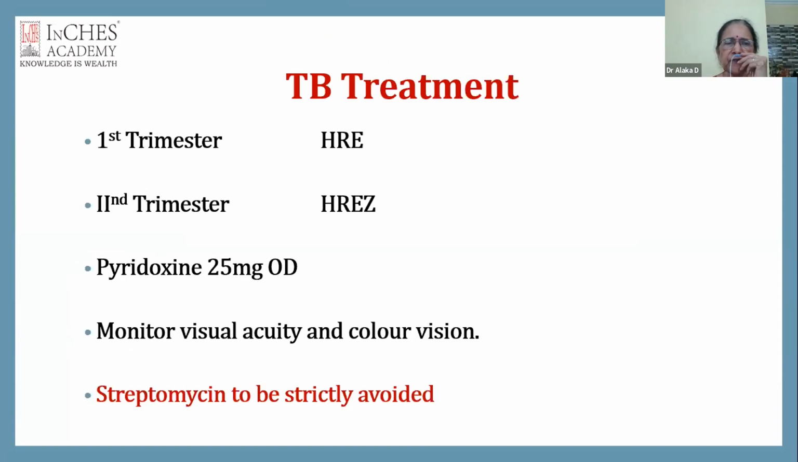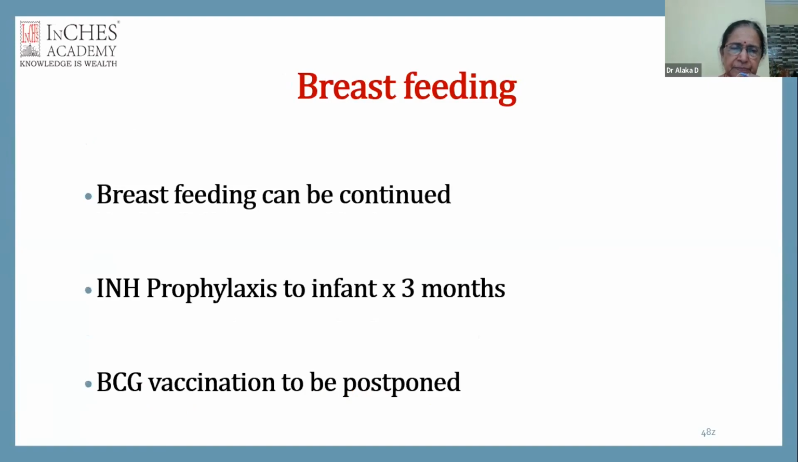TB treatment in the first trimester, use only HRE. Z, pyrazinamide, is not to be given in the first trimester. Second trimester, you can use HREZ. Throughout the pregnancy, you have to give pyridoxine. Monitor the visual acuity and color vision because we are using ethambutol. Streptomycin to be strictly avoided because it will cause ototoxicity to the fetus. Hearing impaired, okay?